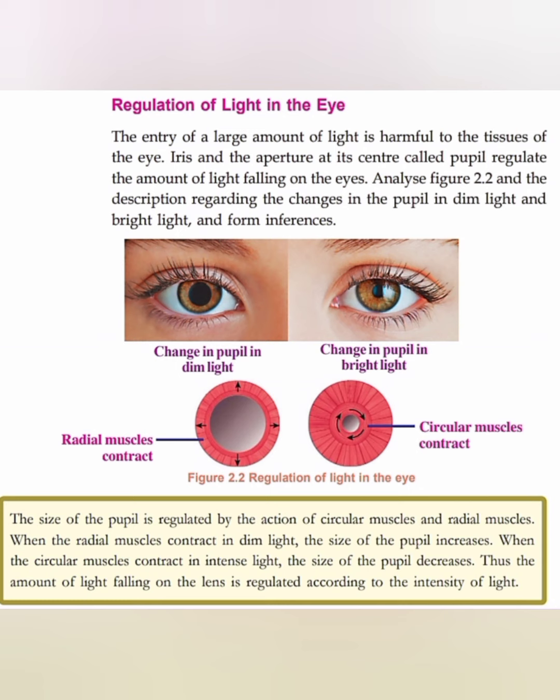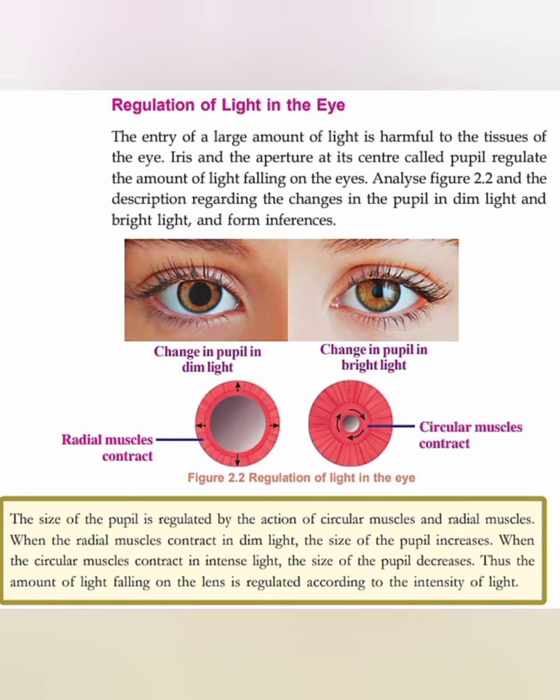Radial muscles contract and circular muscles contract. The picture is given. In the first picture we can see the radial muscles contracting. When it happens, it is in dim light. Now the size of the pupil increases. So in dim light, the radial muscles contract and the size of the pupil increases. Now what happens during intense light? During intense light, the circular muscles contract and the size of the pupil decreases.